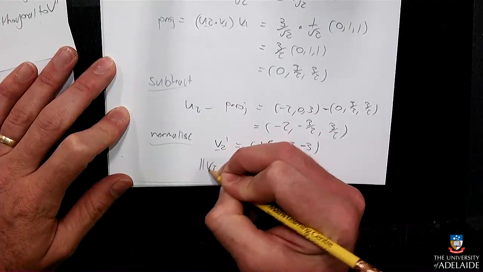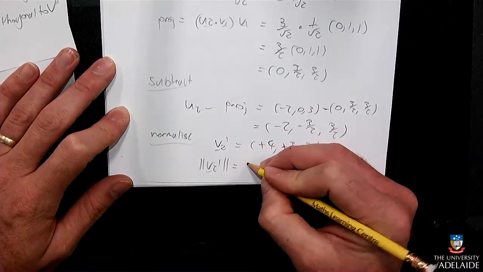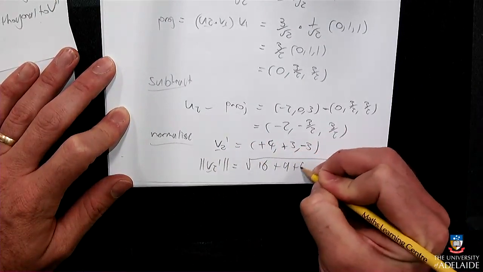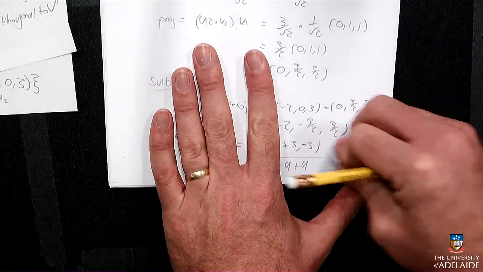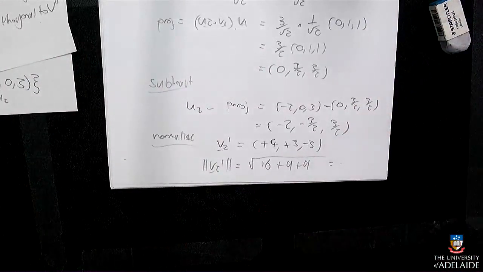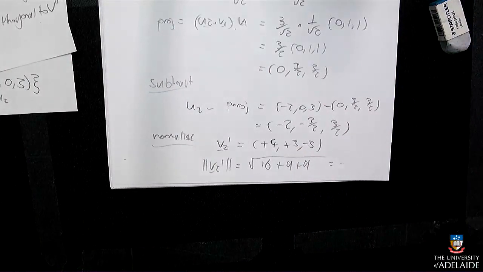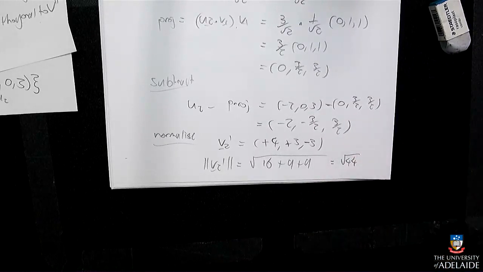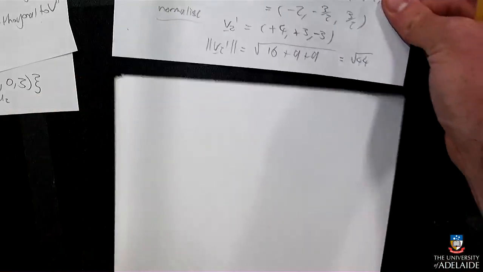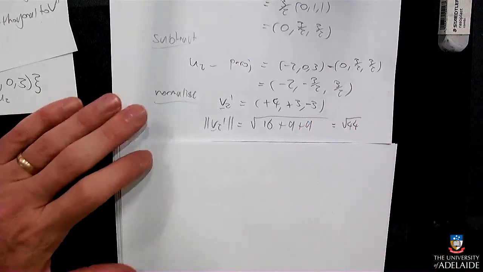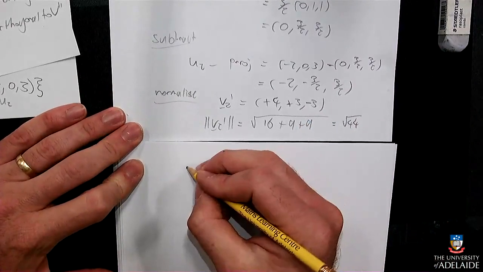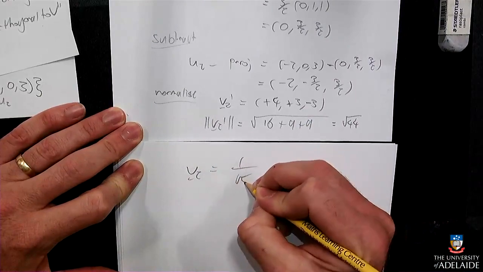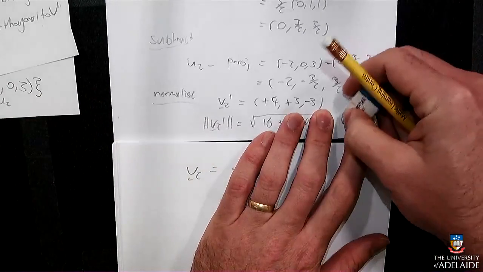So the length of that is square root of 16 plus 9 plus 9, which is awful. 16 plus 10 plus 10 would be 46, so 44. Okay. Here we go. Okay. And so therefore my real V2 is 1 on root 34. Yeah, totally would be 34. Well done.